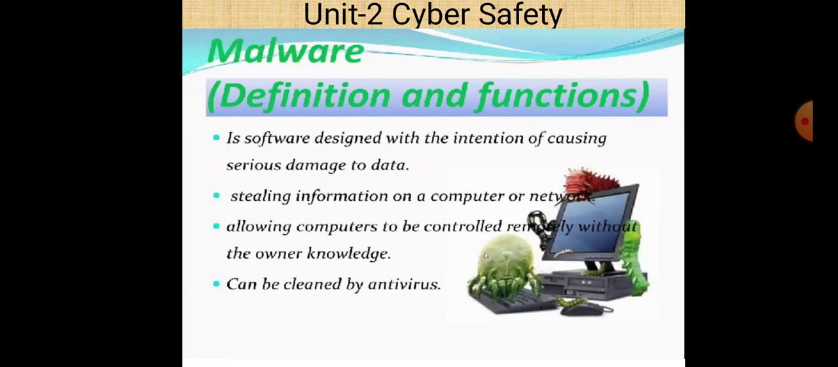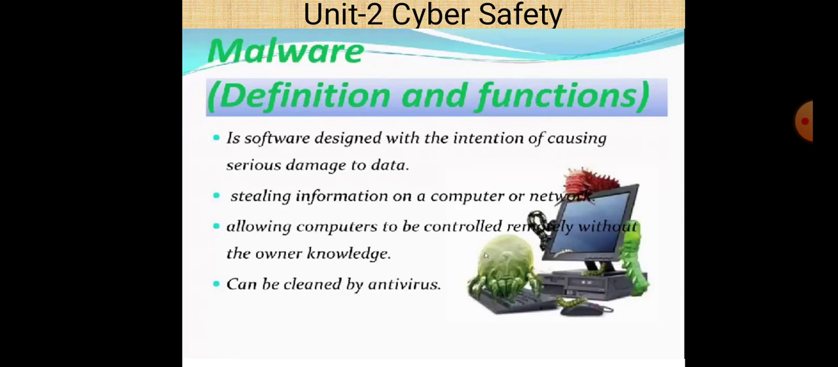First thing is it is a combination of two words: malicious, second is software. So malicious software is also called malware. Second thing is it is software designed with the intention of causing serious damage to data. Another important thing, they can steal information using a computer network. And the most important thing, they allow a computer to be controlled remotely without the owner's knowledge.